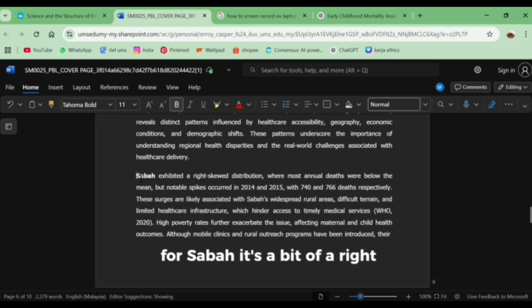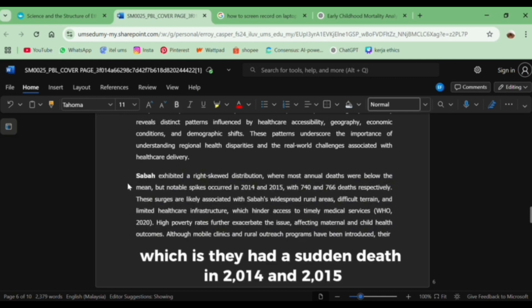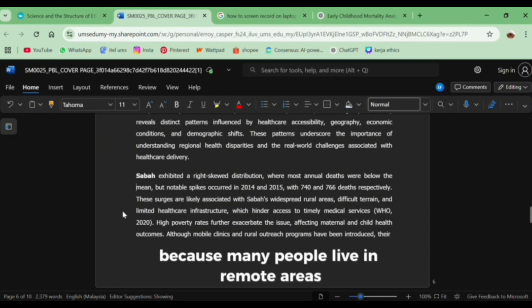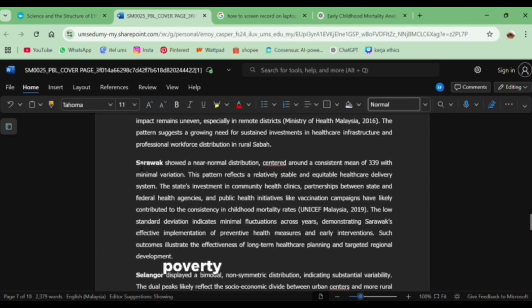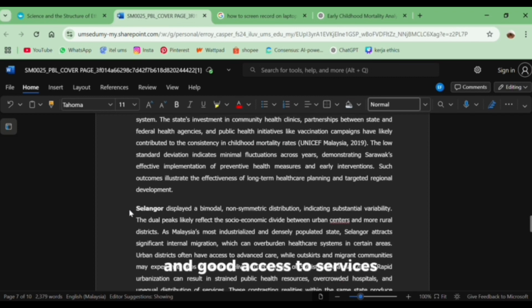For Sabah, it exhibits a right-skewed distribution, which is because they had a sudden rise in deaths in 2014 and 2015. This likely happened because many people live in remote areas with poor roads and limited healthcare. Poverty also plays a big role. In Sarawak, it showed a near normal distribution, centered around a value, so the numbers are quite stable. This shows that the healthcare system is working well, with strong public health programs and good access to services.